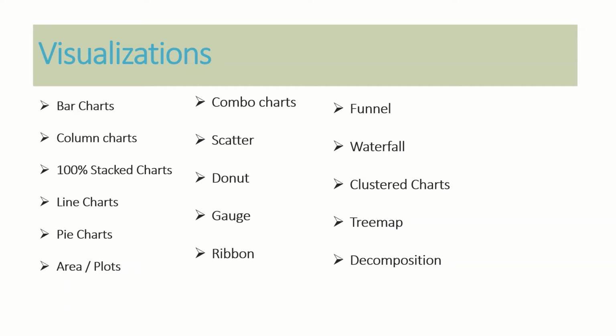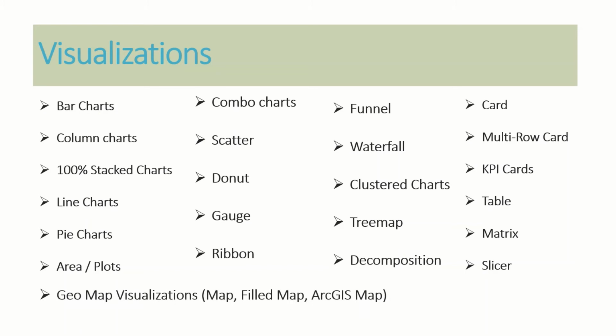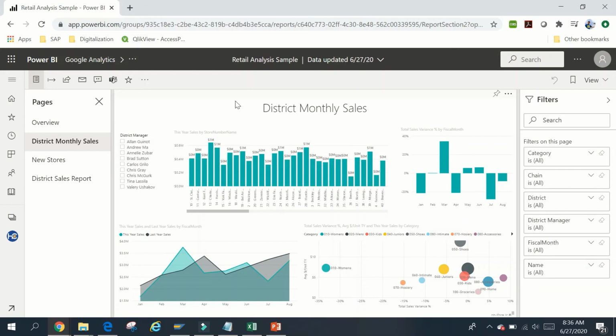And clustered charts and ribbon charts are something which you can use based on your business context. There are so many other charts which, in this session, we'll go through one by one. And definitely, if you're using KPIs, you have card, multi-row card, and KPI cards, along with the slicers, table, and matrices. This is commonly used in all the KPIs. And there is a geo map, which I will show you in some time. So the major charts we will be explaining in this video.